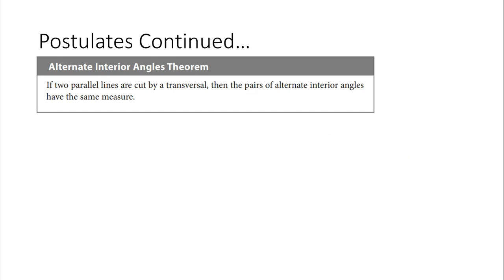All right, so postulates continued. The alternate interior angle theorem is a really big one. That's really important. We use that throughout the year. You'd be surprised how often it pops back up. If two parallel lines are cut by a transversal, then pairs of alternate interior angles have the same measure, meaning they are congruent. So just be aware of those two words.